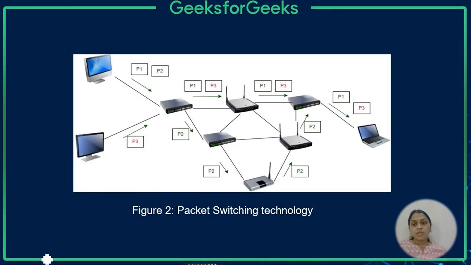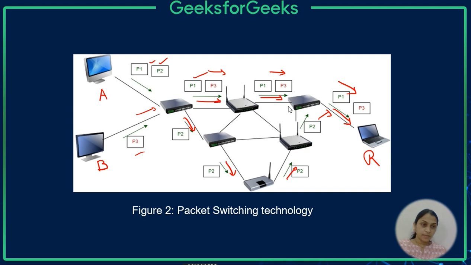See here in this diagram, you can clearly see system A and system B, and these are the receivers. System A wants to send packets P1 and P2, and system B is sending packet P3. One packet is going in this direction, and another packet is going in this direction, and finally they reach the destination. How? Because each packet is attached with the destination address. P3 is going in this direction and reaches the destination.